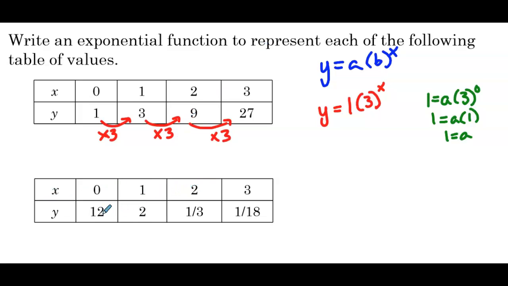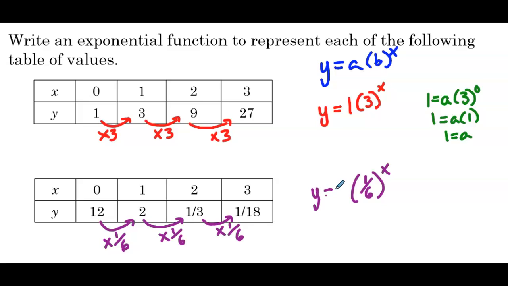Next table of values, so from 12 to 2, that's times 1/6. And then from 2 to 1/3, that's also times 1/6. From 1/3 to 1/18, that's also times 1/6. So the base is 1/6 to the x. And then what's our initial amount? What's our coefficient? Well, when x equals 0, y is 12. So we have y equals 12 times 1/6 to the x. Again, we can show this work out if we wanted.